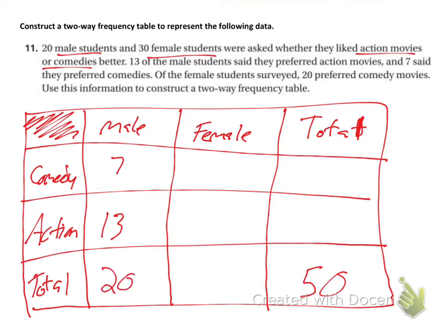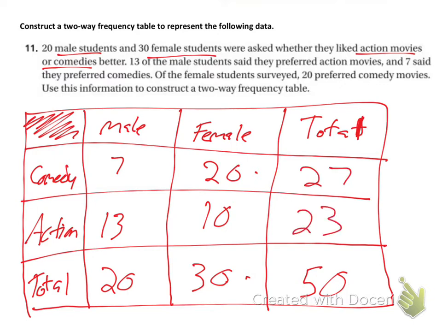Of the female students, 20 preferred comedy. We don't know what this is. But we do know that there was a total of 30 females. So now every time you have 2 of something, you can solve. So I would just take 30 minus 20. So that means there's 10 left who like action. And then if I add across, this would be 27. And this would be 23.